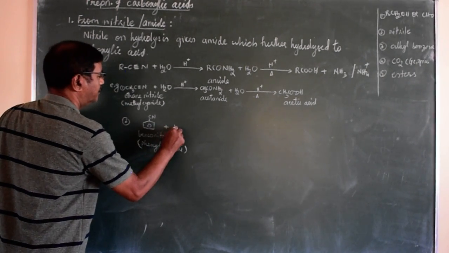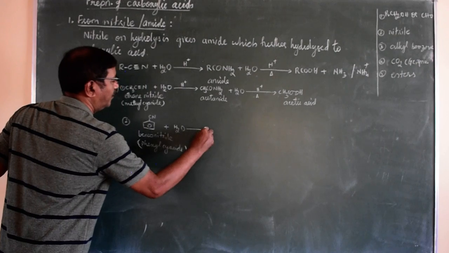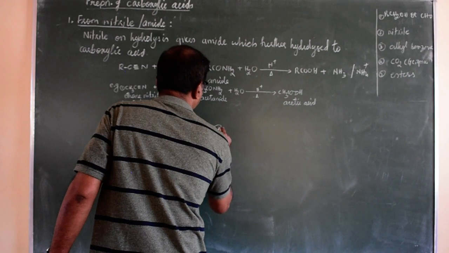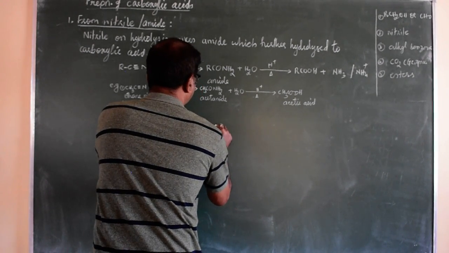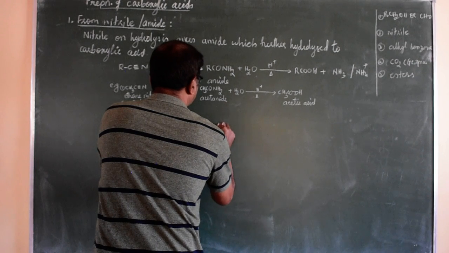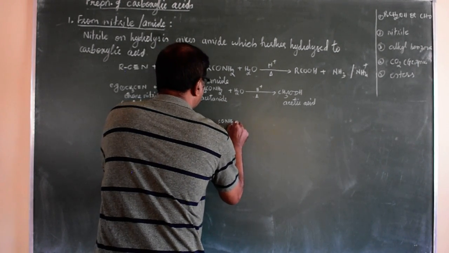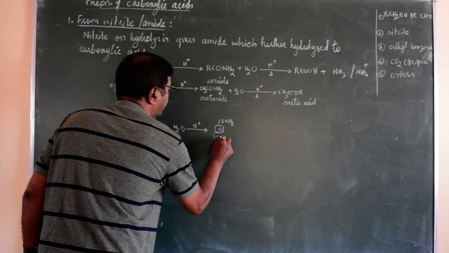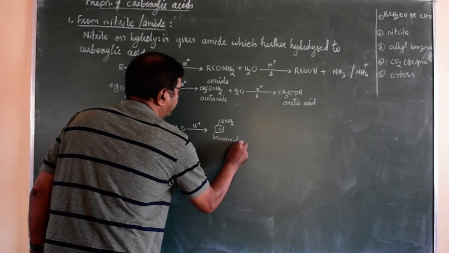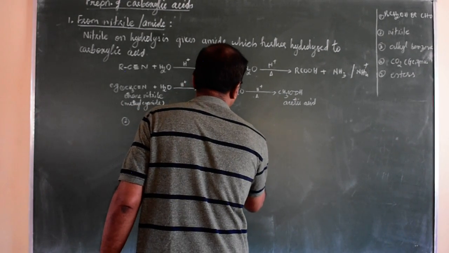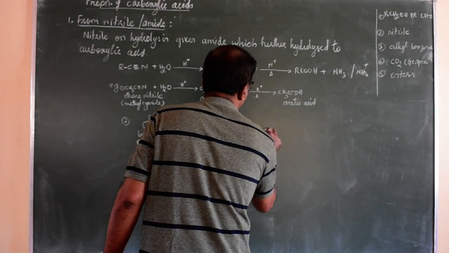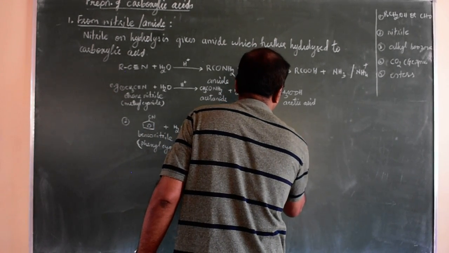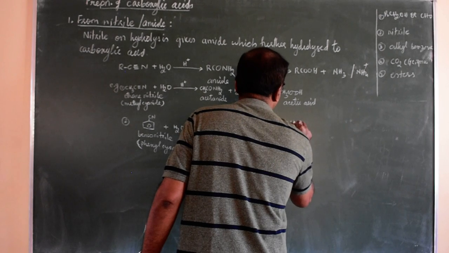Phenyl cyanide plus H2O undergoes hydrolysis to give an amide. The product formed is benzamide, C6H5CONH2. So benzamide undergoes hydrolysis to give benzoic acid.